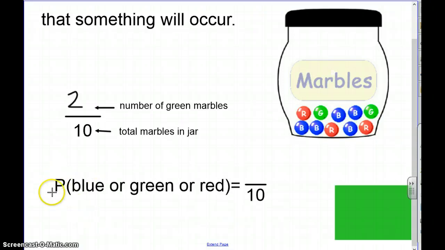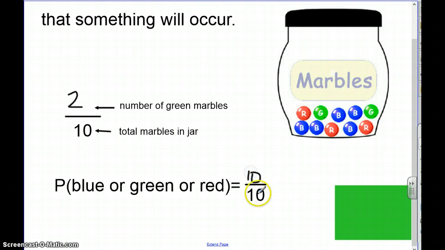Okay, well, let's look at this question right here. What if I asked you, what is the chance or possibility that you're going to draw a blue or a green or a red? Hopefully you're thinking, well, Miss Nielsen, no matter what I draw, I'm going to get a blue or a green or a red. So the chances of getting a blue, a green, or a red are 10 out of 10. Every time I draw, I'm going to get one of those, okay?